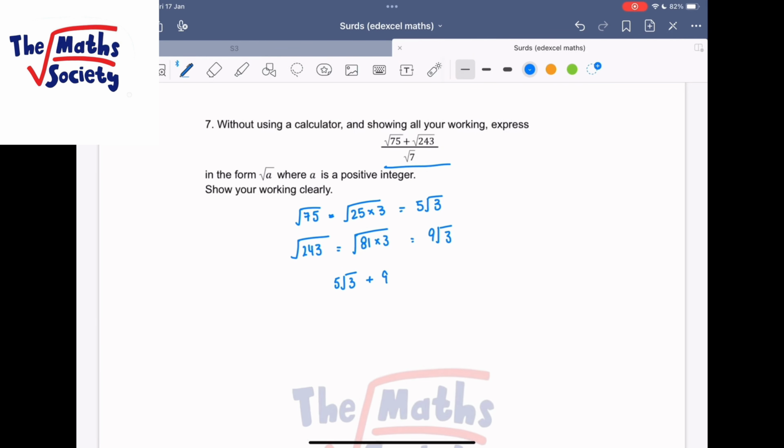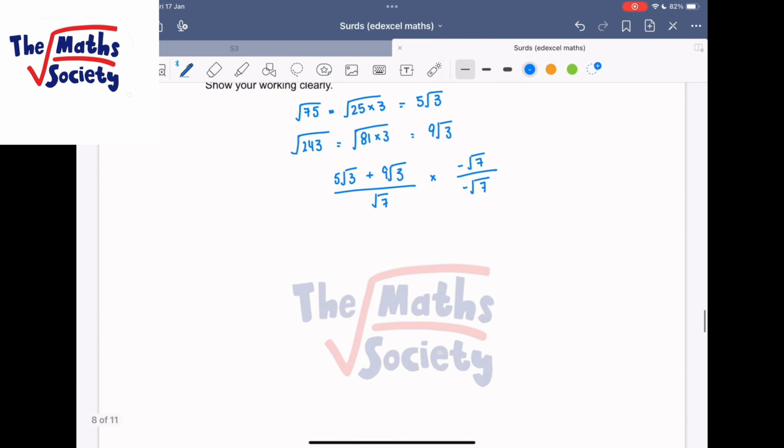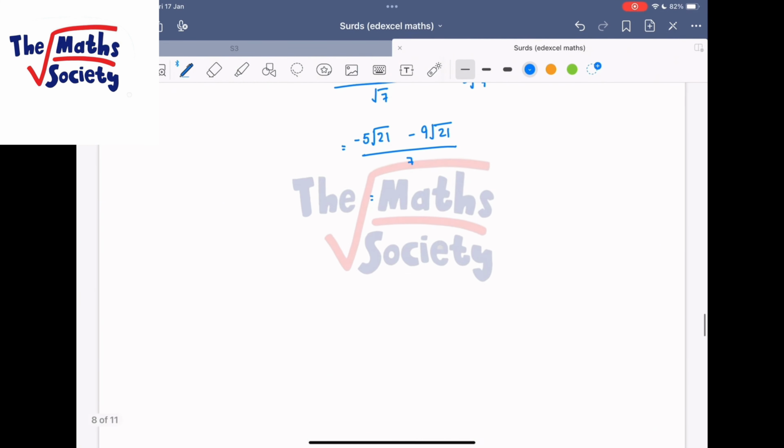So then we have 5 root 3 plus 9 root 3 divided by root 7, right? So we're going to rationalize it, multiply by minus root 7 over minus root 7. So then you shall have minus 5 root 21 minus 9 root 21, divided by 7. So you'll have minus 14 root 21 divided by 7. And that should be minus 2 root 21.